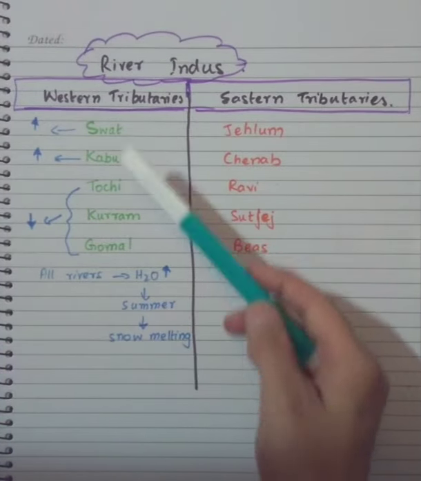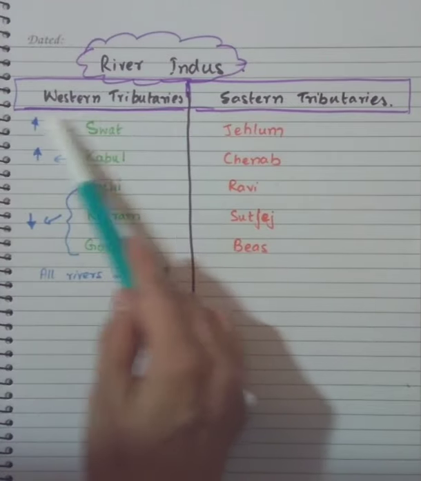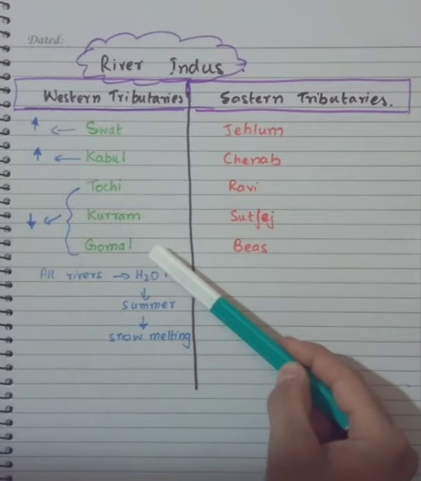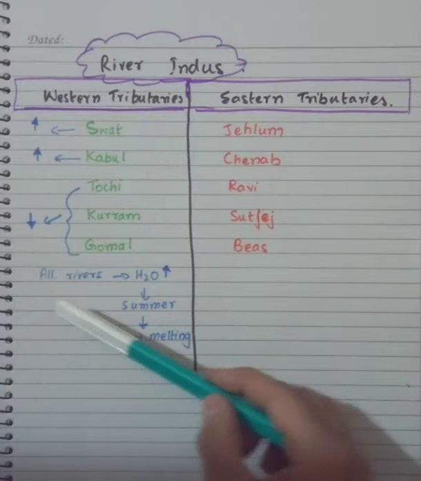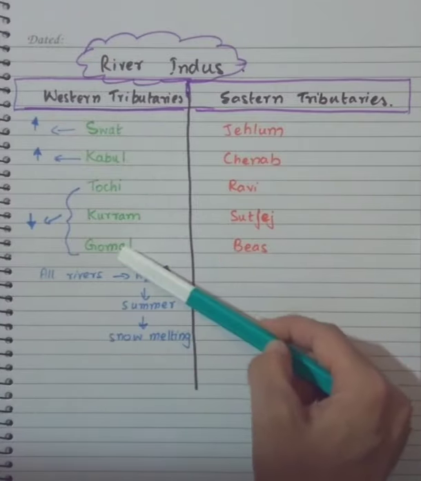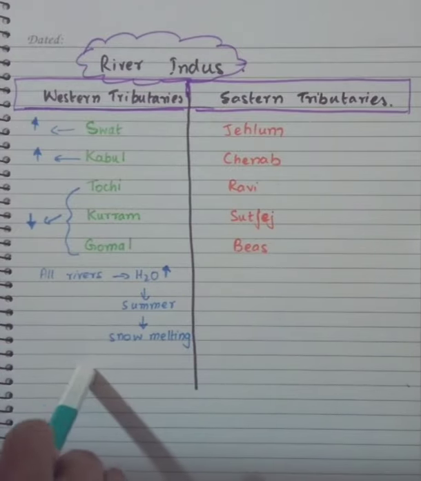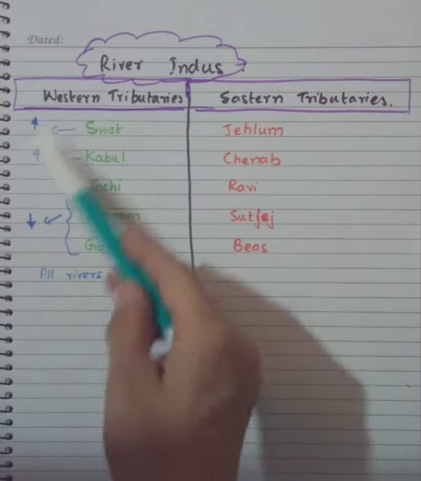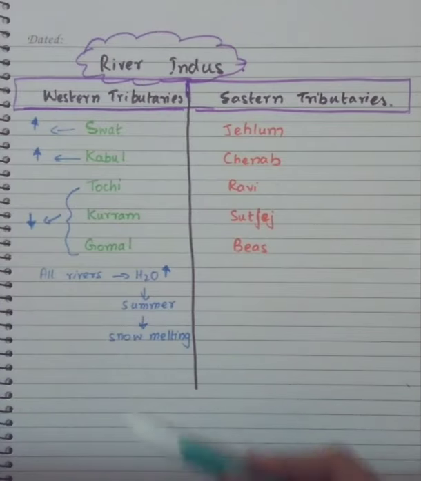Okay, so now moving on to the western tributaries, the discharge in the western tributaries. Now the discharge in Swat and Kabul is comparatively higher as compared to the other rivers of the west, that is Tochi, Kurram and Gomal. Their discharge is very, very low. But generally throughout the summer season, the discharge in these rivers increases. Why does it increase? Because of the high levels of precipitation, and also because the snow is melting. So therefore the discharge in these rivers will be higher in the summer season.